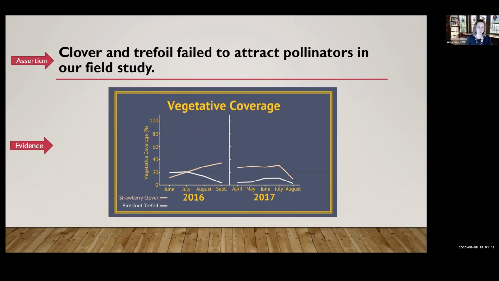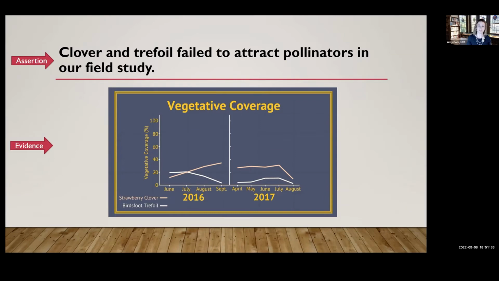But in any event, it is a chart and it has vegetative coverage. I've got data from 2016 and 2017. It says something there. Those two colored lines are not different enough in color for me, but I won't go down the rabbit hole of accessibility. But you can get the idea that his evidence is shown here in the chart.